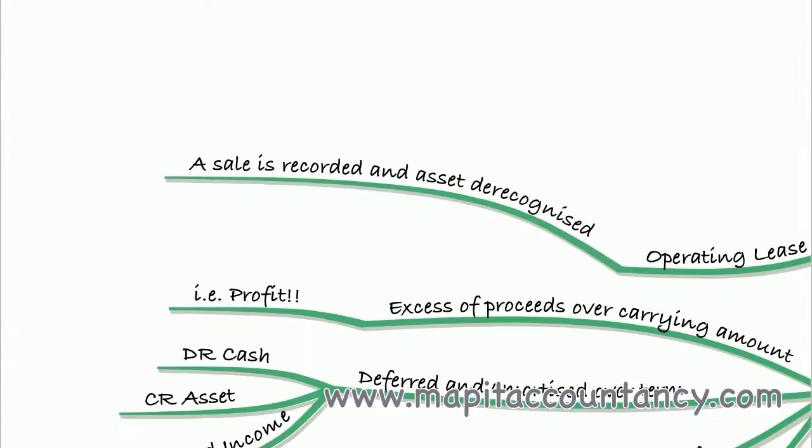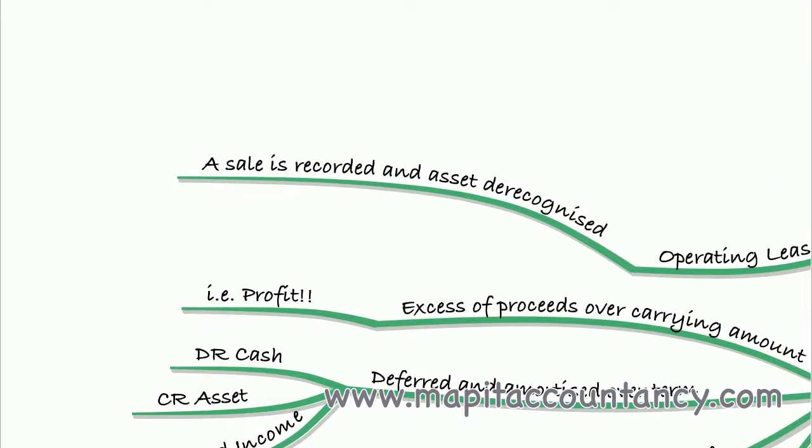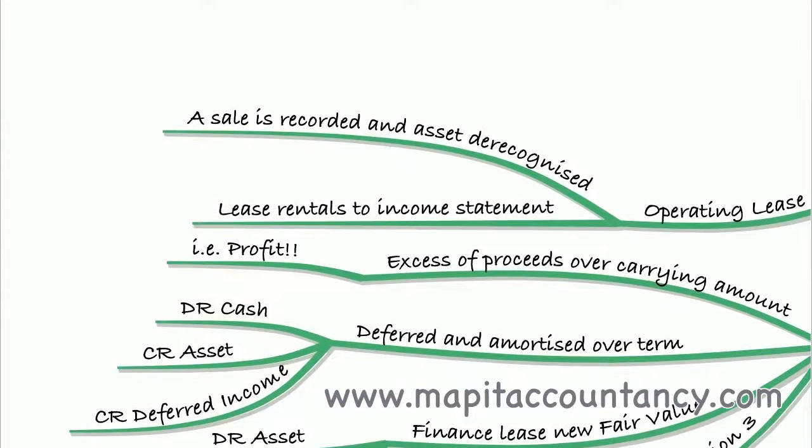If it's an operating lease, we de-recognise the asset and the sale is recorded. The lease rentals then go to the income statement like any other operating lease.